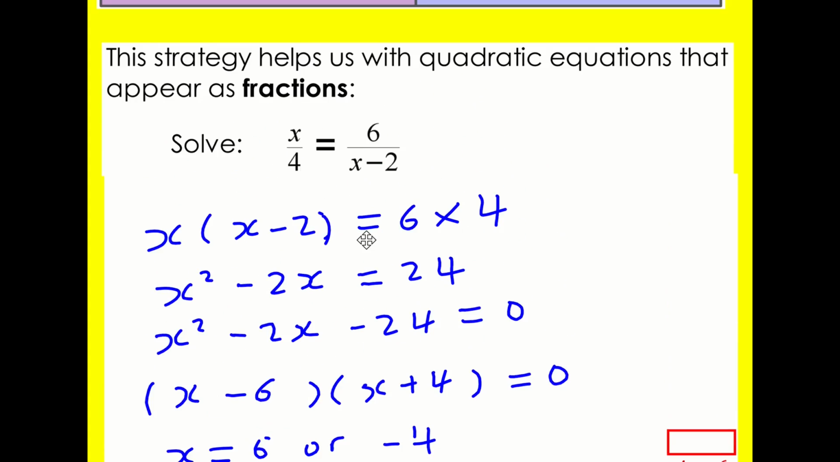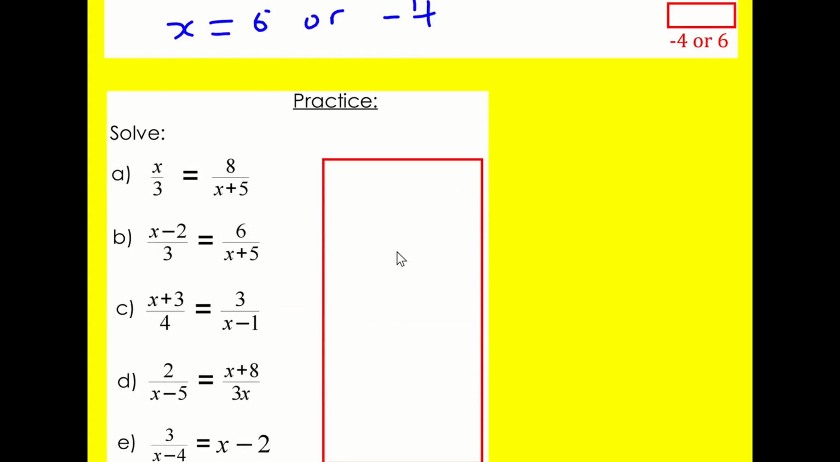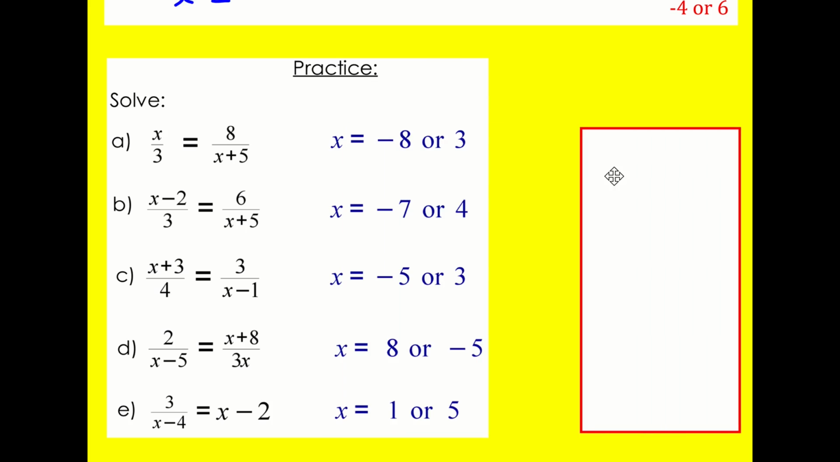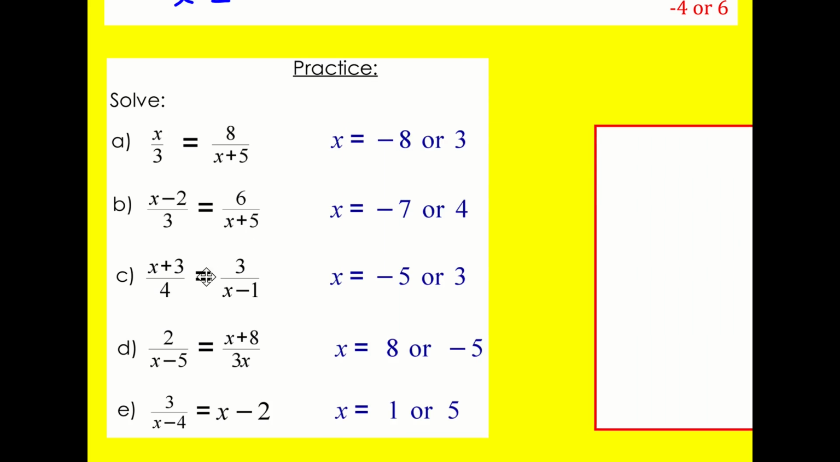So having gone through that one, can you try these questions here? A to E. Similar sorts of ones, get your cross multiplying in, then sort it out, turn it into quadratics that you can factorize. They're all going to factorize. All right, here are the answers. I'm not going to go through these, but you should get that. Try and work out where you went wrong if you don't get those answers. Brilliant. If you did, brilliant for your effort so far.